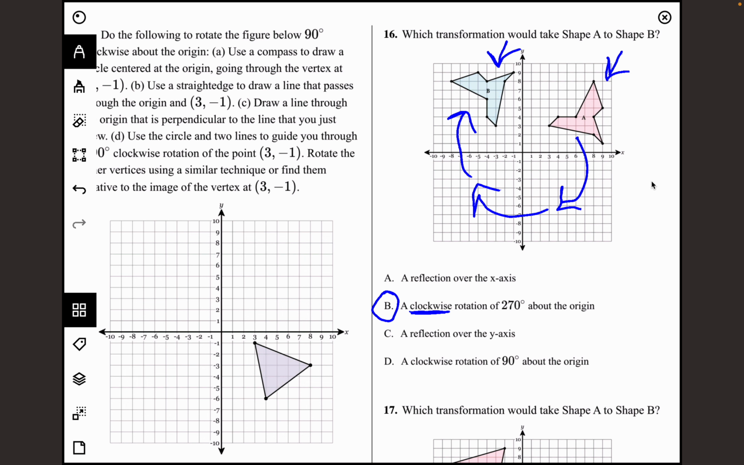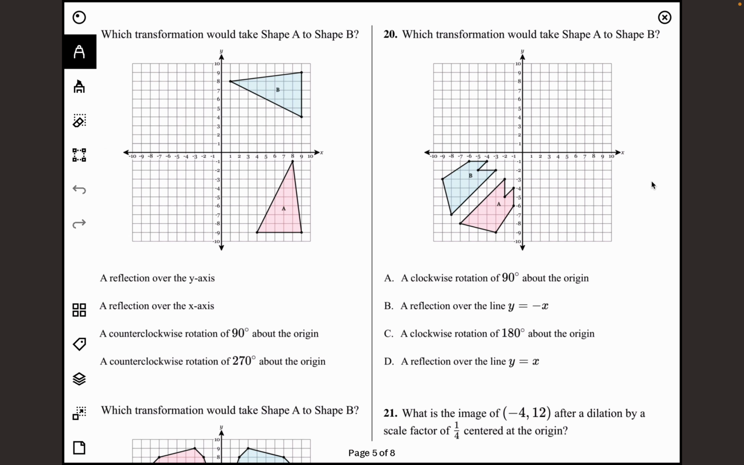All right. Just make sure you read this carefully. This example right here is an example of our y equals x reflection, because it's this line right here. That's an example of our y equals x. That's why I just said y equals x.